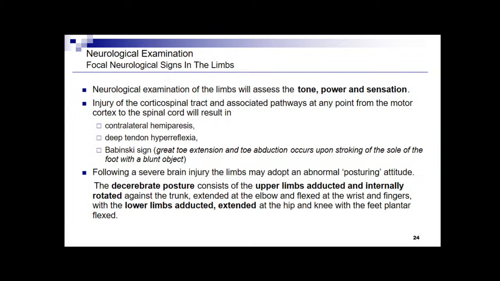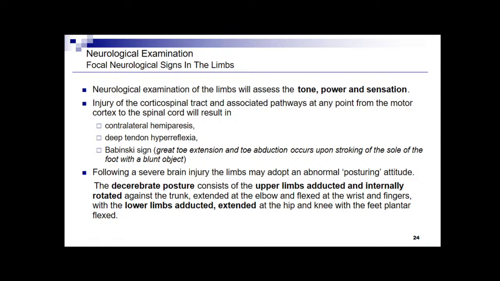And the last part of the neurological examination is an assessment of focal neurological signs in the limbs. Neurological examination of the limbs will assess the tone of muscles, their power and sensation, skin sensation. Injury of the corticospinal tract and associated pathways at any point from the motor cortex to the spinal cord will result in disorders of tone, power and sensation of the extremities.